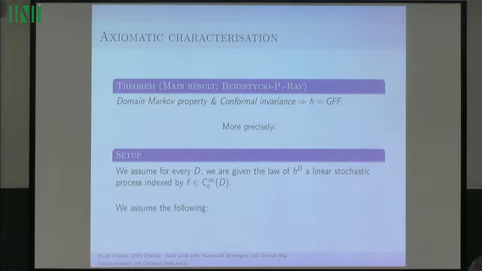So what's the setup? We assume that we're given a family of laws, one for every simply connected domain of the complex plane. For each such domain D, we're given the law of h_D, which is going to be a linear stochastic process indexed by test functions. So we know how to test it against any smooth, compactly supported function in the domain. For the sake of brevity, when I talk about this law, I'm going to describe a linear stochastic process indexed by test functions as just a field. And we make the following assumptions about this family of laws.